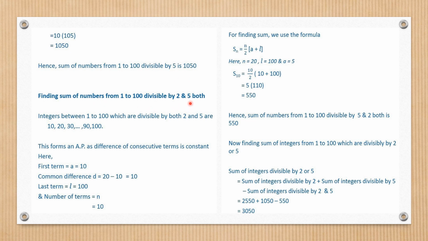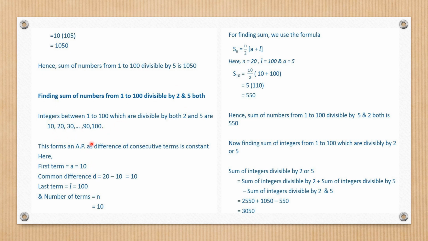Now, which numbers are divisible by both 2 and 5? These are the numbers which are included in the sum of numbers divisible by 2 and also in the sum of numbers divisible by 5, so I have to take them out. Divisible by both 2 and 5 means divisible by 10, because 2 times 5 is 10. They are numbers like 10, 20, 30, and so on, up to 100. It's again an AP with a = 10, d = 10, and last term 100.